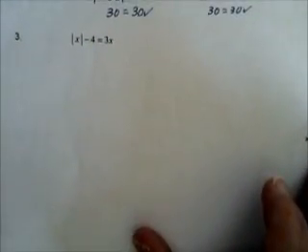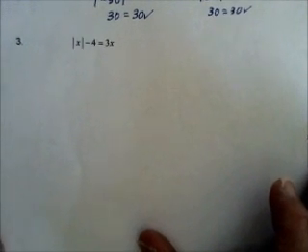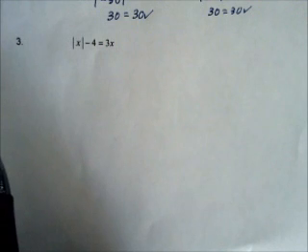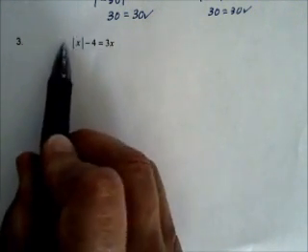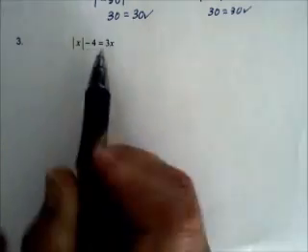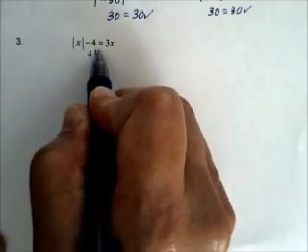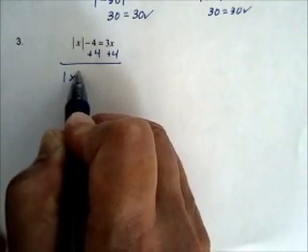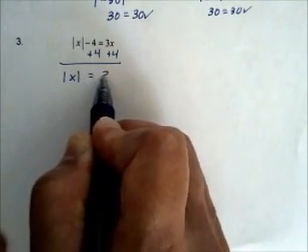And our third example, the absolute value of x subtract 4 equals 3x. We need to get the absolute value of x by itself, so the first step we do is add 4 to both sides. And now we have the absolute value of x is equal to 3x plus 4.